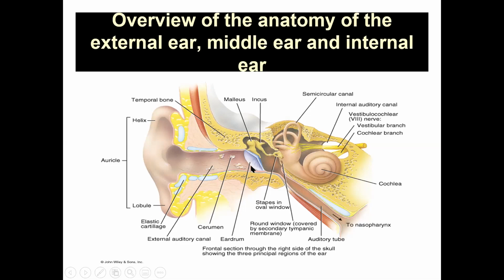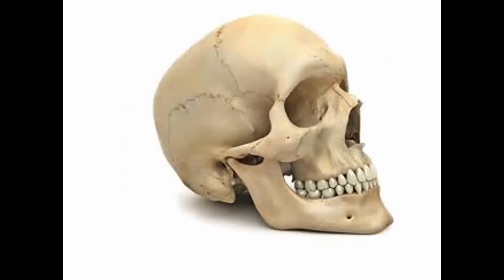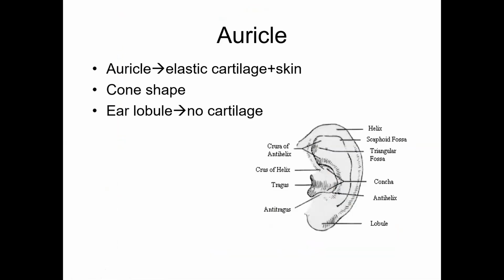Now we will discuss the partition between the middle ear and the external ear, which is formed by a thin, paper-thin structure called the tympanic membrane. So this part we have already discussed.